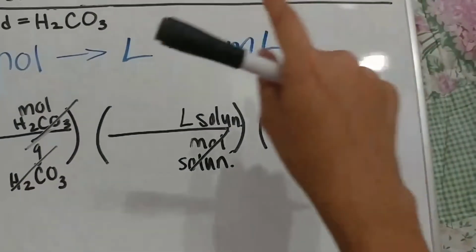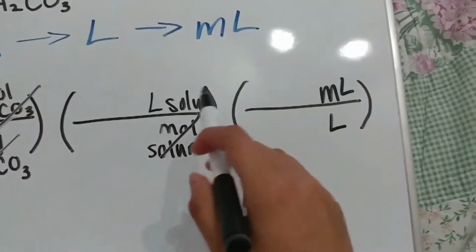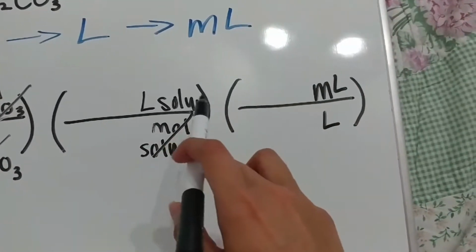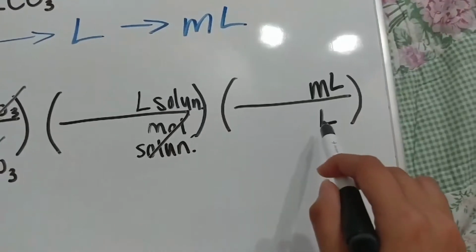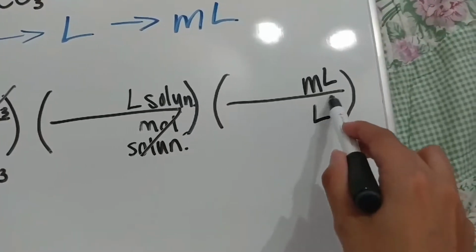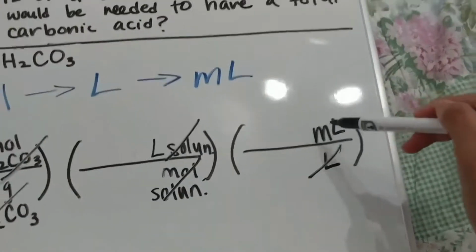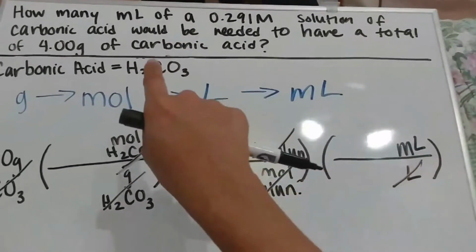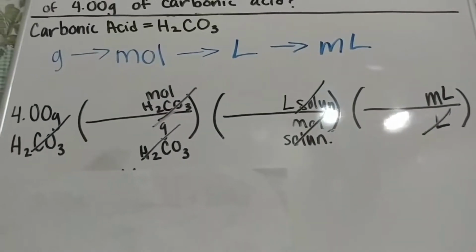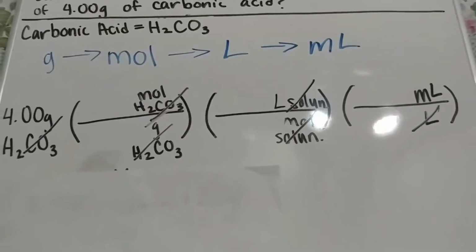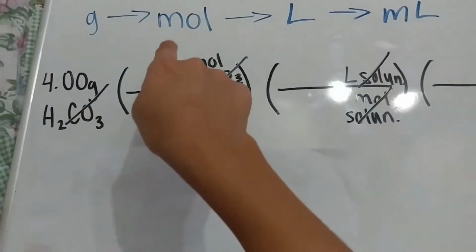And last but not least, you have to look for liters to milliliters. So you have liters of solution on top, and you need to cancel it out in order to get milliliters. So liters will be at the denominator, so these would cancel. And now you have the final unit that you're looking for, which is milliliters, as stated in the question right here. So now that we have the unit conversion planned out, we are going to plug in the numbers.